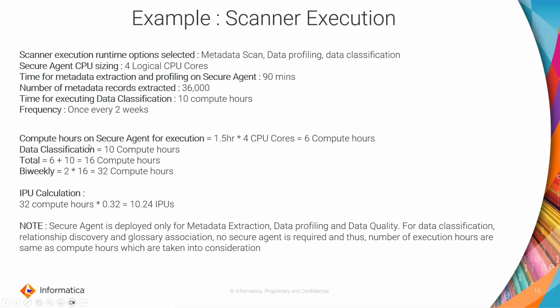So compute hours on secure agent for execution of metadata scan and profiling: since we had 4 logical CPU cores into 90 minutes, we took 6 compute hours. For data classification, it's 10 compute hours. So in total, it's 16 compute hours. And since it's running bi-weekly, we are having 32 compute hours. For 32 compute hours, we are multiplying with the IPU per unit, which is 10.32, and then the calculation is 10.24 IPUs.